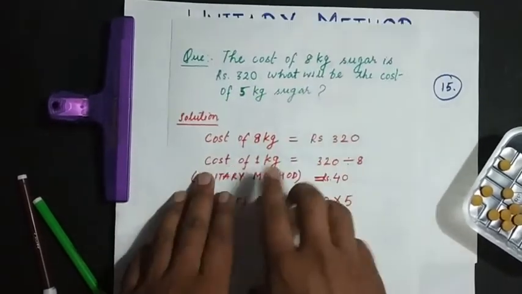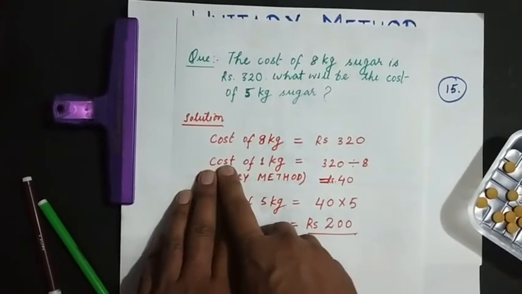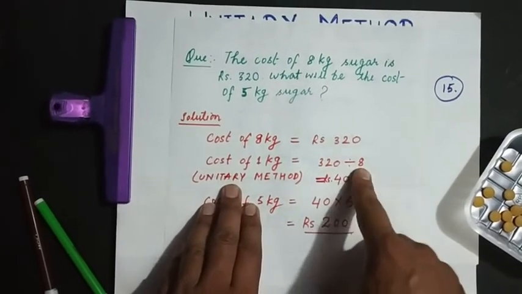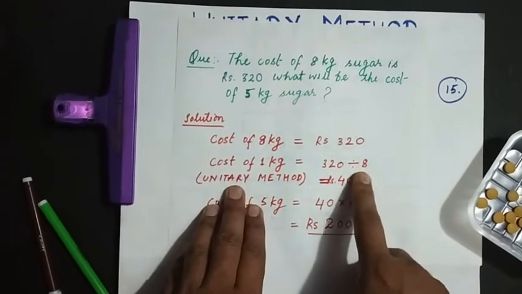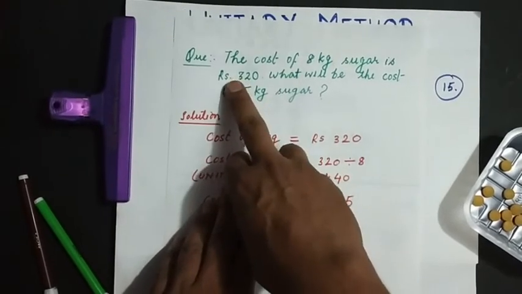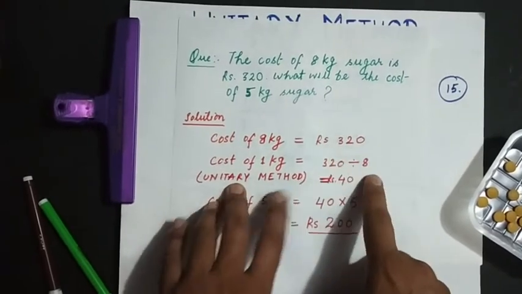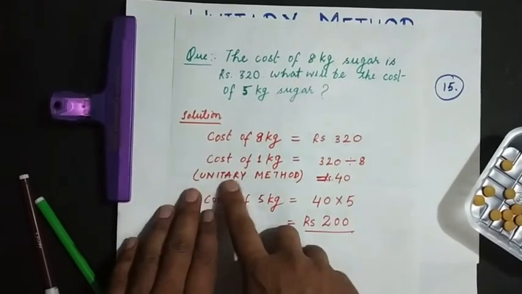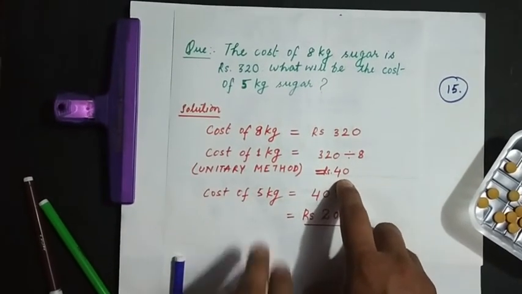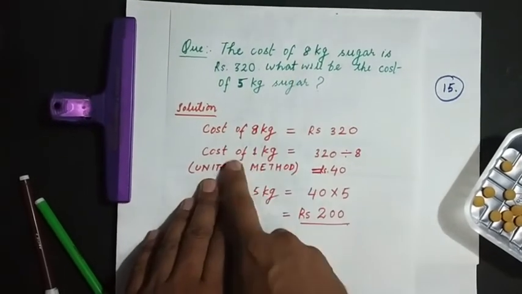The cost of 8 kg sugar is rupees 320. Now the cost of 1 kg is simply 320 divided by 8, not 8 divided by 320. Always remember, we have to divide rupees 320, so it should come first. It is the dividend and 8 is the divisor. So 320 divided by 8 is equal to rupees 40. Here we have calculated the 1 kg price. That's why it is called the unitary method.